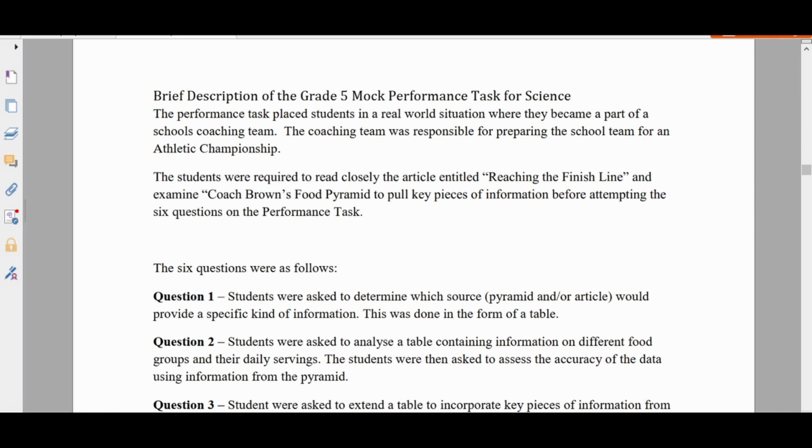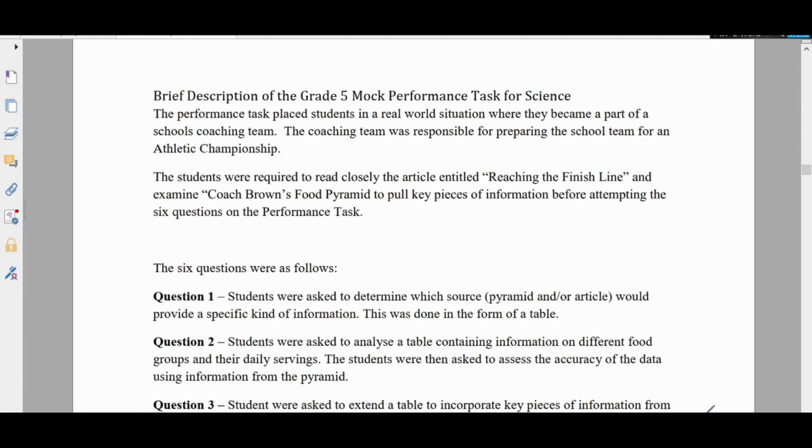So, brief description of the grade 5 PT for science. The performance task placed students in a real world situation where they became a part of a school's coaching team. The coaching team was responsible for preparing the school team for an athletic championship. The students were required to read closely the article entitled Reaching the Finish Line and examine Coach Brown's food pyramid to pull key pieces of information before attempting the 6 questions on the performance task.